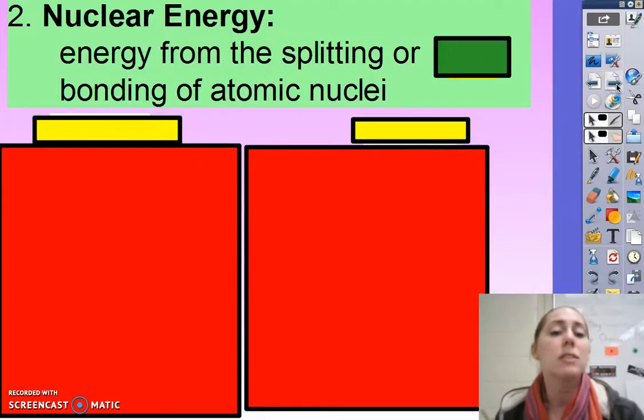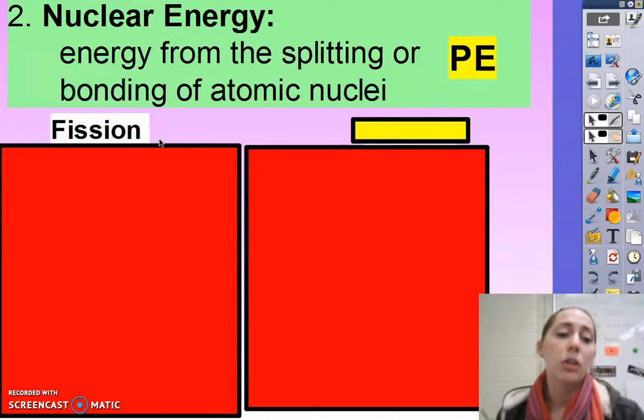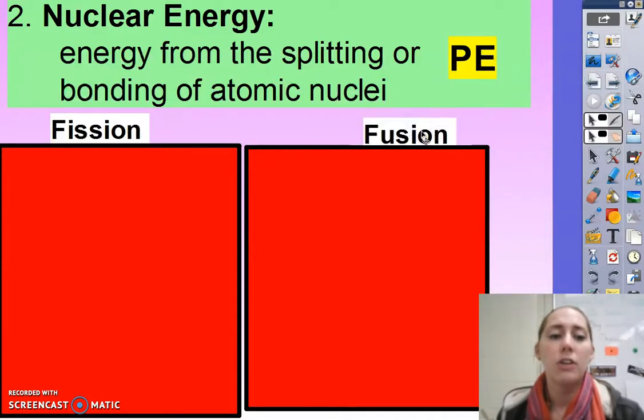So a second type is nuclear energy. This is the energy that's formed from the splitting or bonding of atomic nuclei. It is always potential energy. There are 2 types, nuclear fission and nuclear fusion. Yes, the words are very, very similar. I'll tell you a little trick to help you remember it in a second.